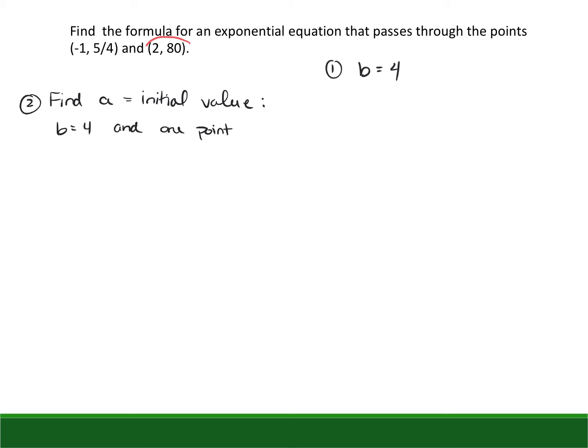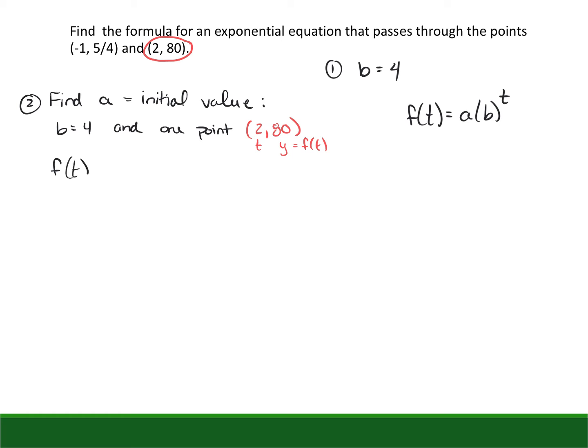So I'm going to actually choose the point (2, 80), just because it's positive and we don't have to deal with the fraction. So I'm going to use the point (2, 80), where 2 represents t and 80 represents y, or you can think of that as f of t. So remember, the general equation for an exponential function is f of t equals a times b to the t. So we've got all the pieces that we can substitute into that equation.